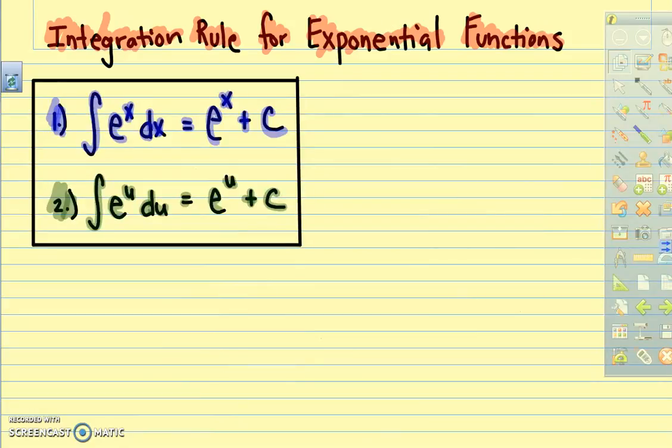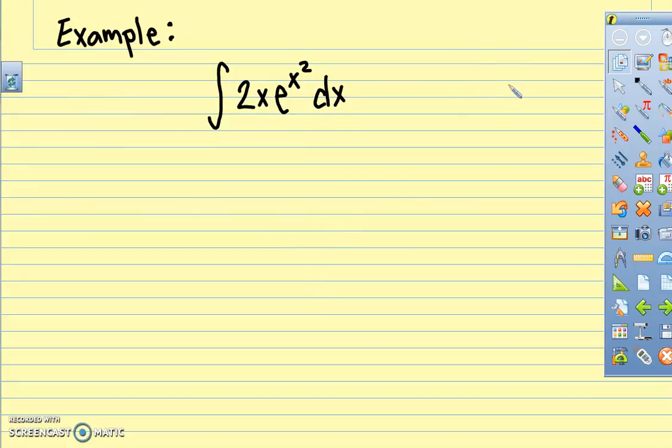Okay, let's move on to the integration rule for exponential functions. If you remember the rules that I had for the derivative of the exponential functions, hopefully it makes sense why the integral of e to the x dx is equal to just e to the x plus c, and the integral of e to the u du is e to the u plus c. Let's start doing some examples.